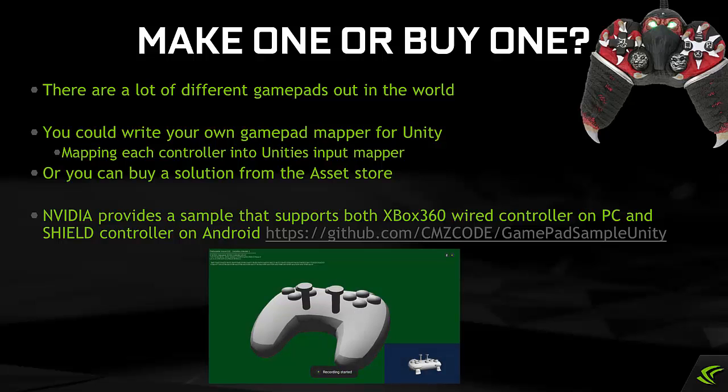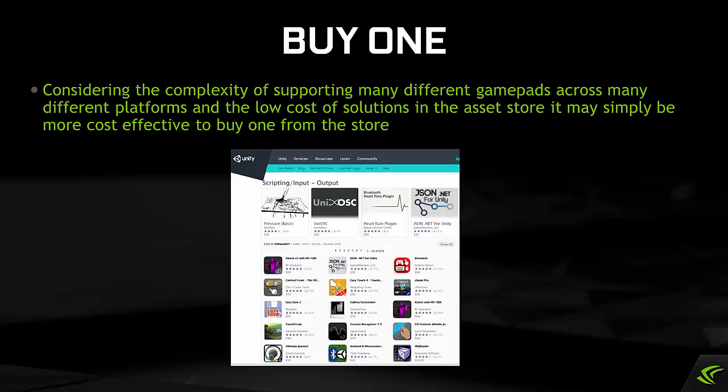There are a lot of different gamepads out in the world. You could write your own gamepad mapper for Unity, mapping each controller into Unity's input mapper, or you could buy a solution from the asset store. If you do want to write your own solution, NVIDIA does provide a sample that supports both the Xbox 360 wired controller on PC and the Shield controller on Android, and you can get it from this URL. That being said, considering the complexity of supporting many different gamepads across many different platforms and the low cost of solutions available in the asset store, it may simply be more cost effective to buy one.